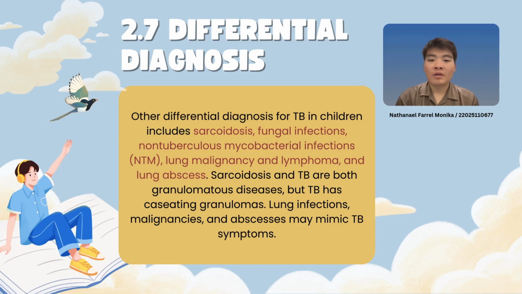Sarcoidosis and TB are both granulomatous diseases, but TB has caseating granulomas. Lung infection, malignancies, and abscesses may mimic TB symptoms.